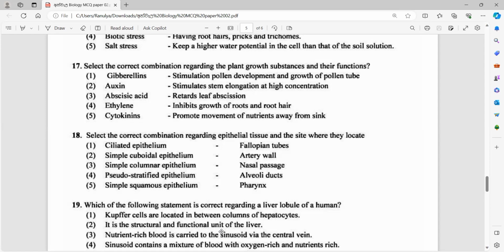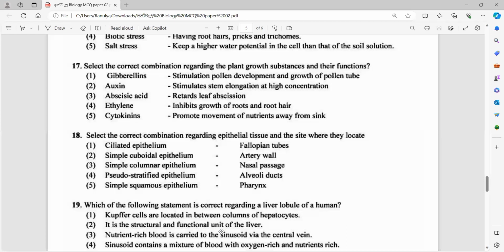Gibberellins stimulate pollen development and growth of pollen tube. Let's take the functions of gibberellins first. I think they have given six functions: stimulate stem elongation, stimulate pollen development, stimulate pollen tube growth, stimulate fruit growth, stimulate seed development and germination, then regulate sex determination and transition from juvenile to adult phase, right? Gibberellin is found in root or shoot tips, young leaves and germinating seeds. Gibberellin has an elemental composition of carbon, hydrogen and oxygen. So the first term is correct.